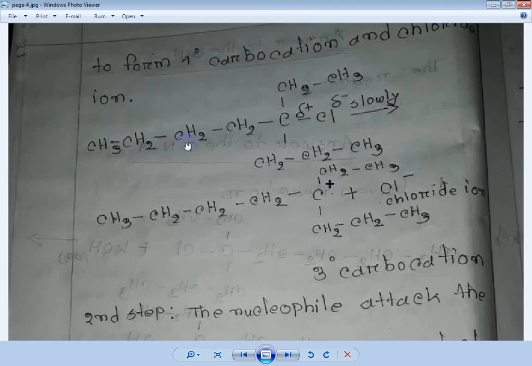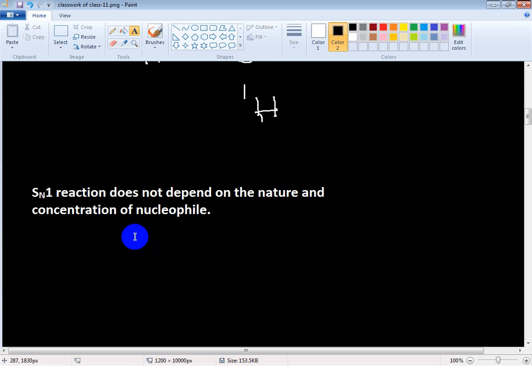Here there is no contribution of the nucleophile, only the alkyl halide. So this is the rate determining step, but there is no contribution of the nucleophile. For this reason, the SN1 reaction does not depend on the nature and concentration of the nucleophile. Okay.